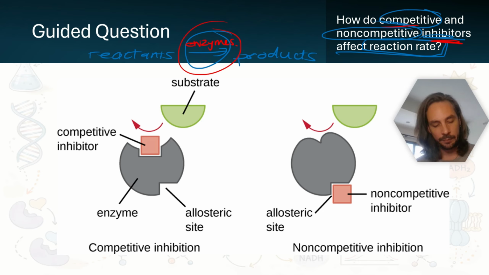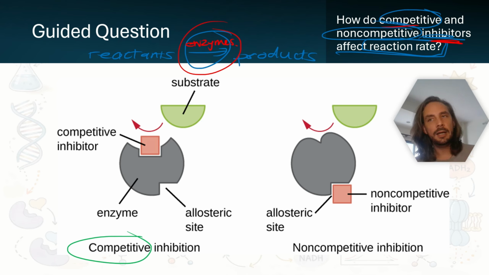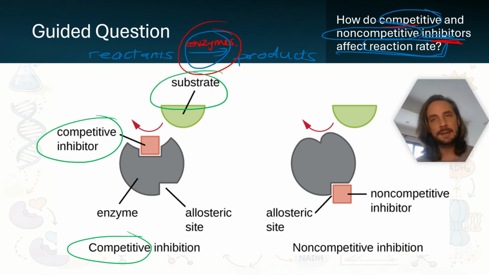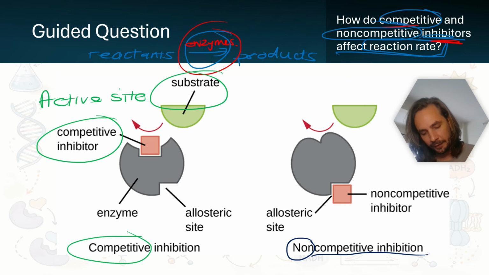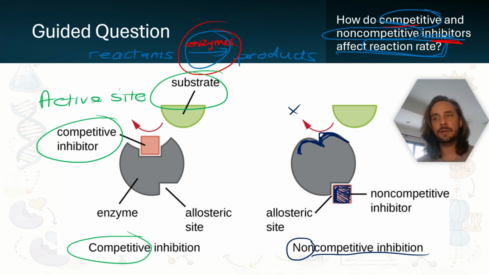Now we get two types. We get competitive inhibition, meaning that the competitive inhibitor and the substrate are competing for the active site. Whereas non-competitive inhibition means that they're not competing at all, that this non-competitive inhibitor binds to a different site on an enzyme that changes the active site so that the substrate is not able to bind. So they're not competing at all.